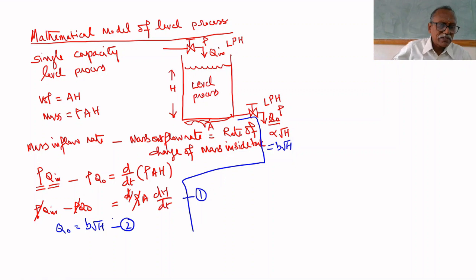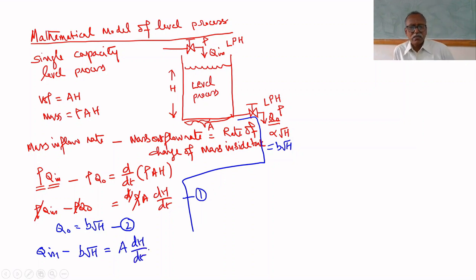But Q naught can be substituted. If you substitute, then you will get Q in minus B root H equals A dH by dt. This is the mathematical model of the level process. But if you want to design any controller for this, we need the transfer function. But we cannot obtain the transfer function.